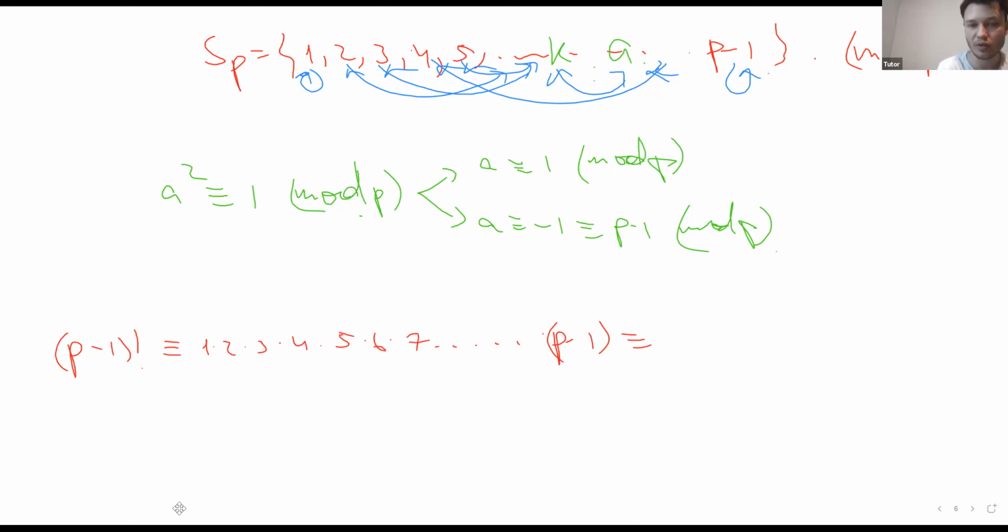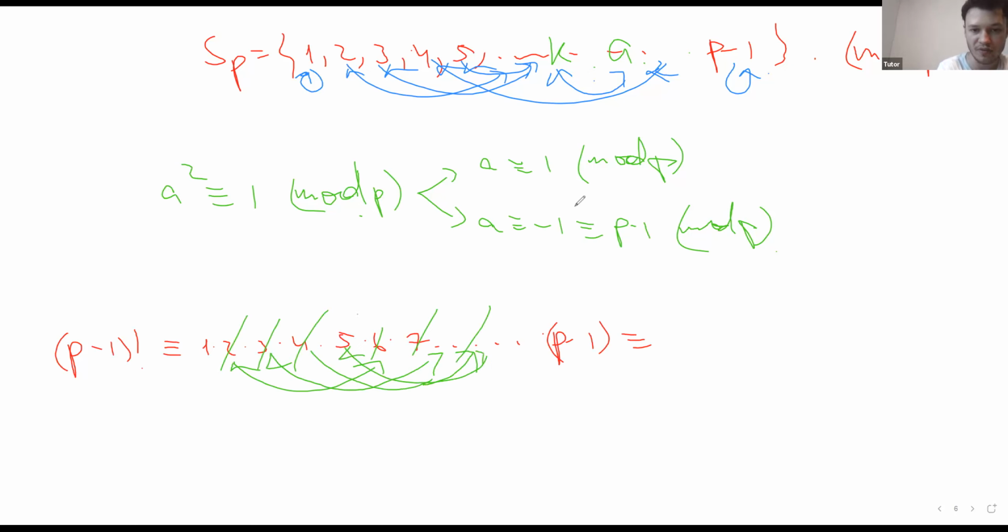And what is this congruent to? Well, now you can see that you can pair 2 with its modular inverse, and they're going to give you remainder 1, so you can cancel them. Maybe you can pair 3 with some modular inverse, so you can cancel both of them. Pair 4 with its modular inverse, and you can cancel them.